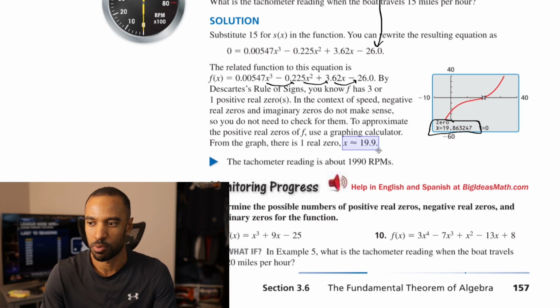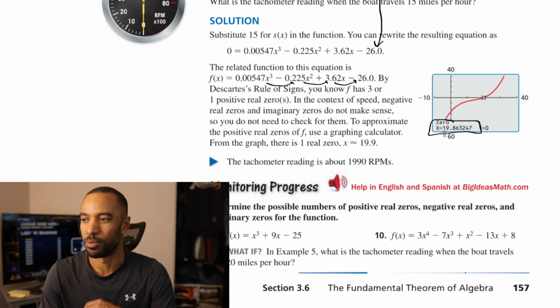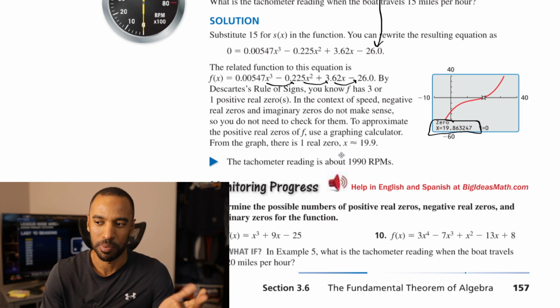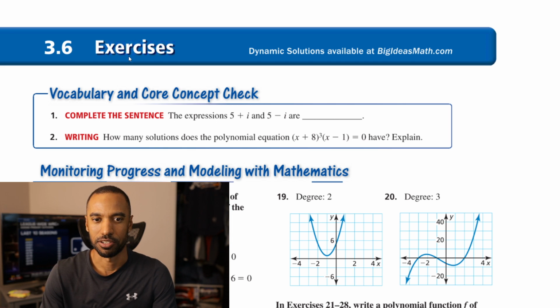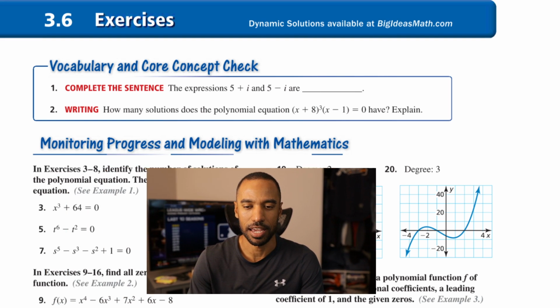They rounded apparently to 1990 RPM. Oh, because they rounded to 1 decimal place. That seems a little interesting because they have the precise value here. I would say 1986 RPMs, but whatever. 1990 RPMs is good enough for me. And there's that one. And that is the end of the lecture portion.